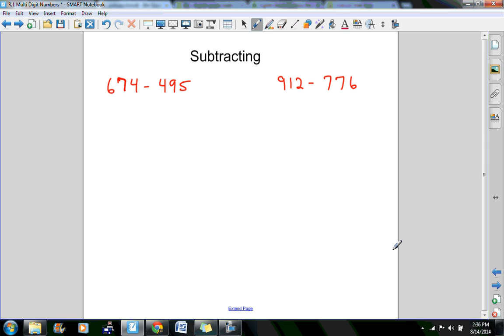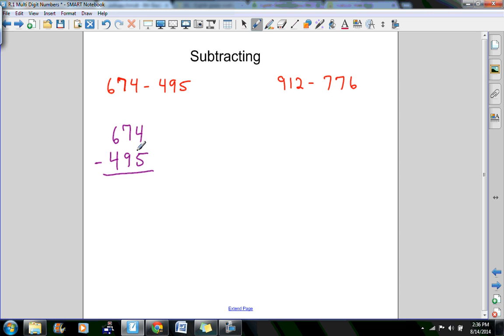So moving on to subtraction, I'm going to do the problem on the left. The process is going to be very similar to adding. So for this one, I'll line it up again, just like this. This time, though, I'm going to subtract.